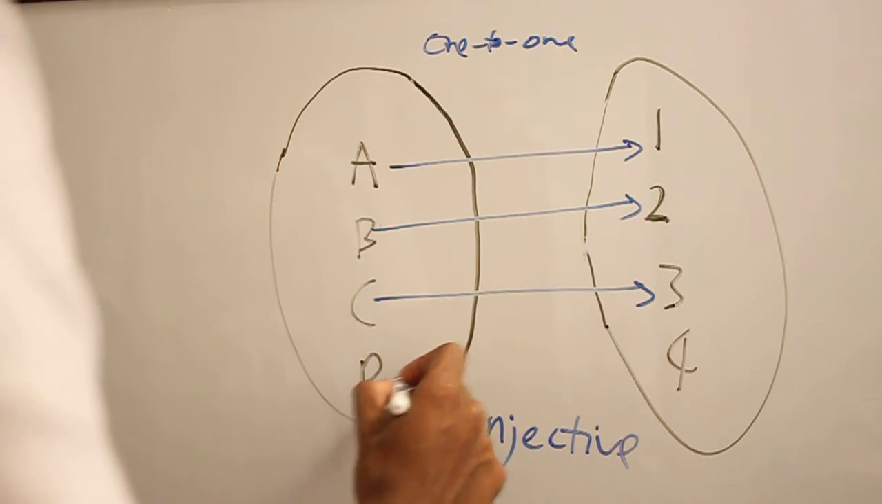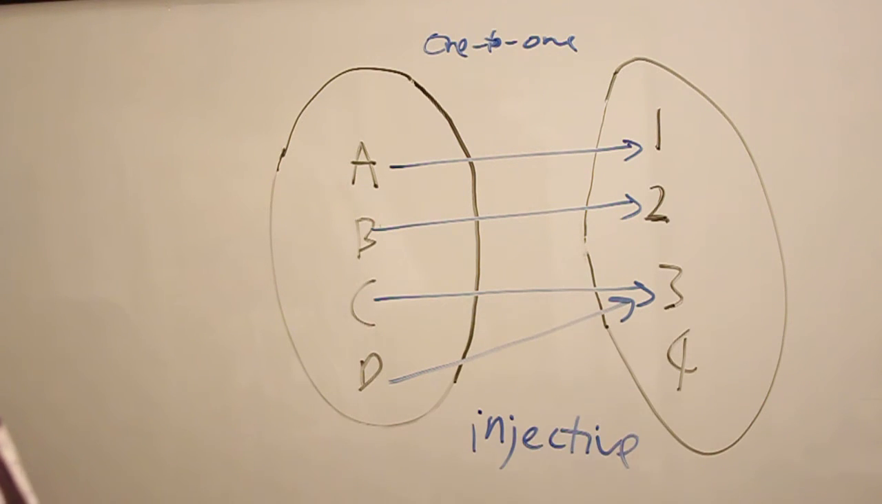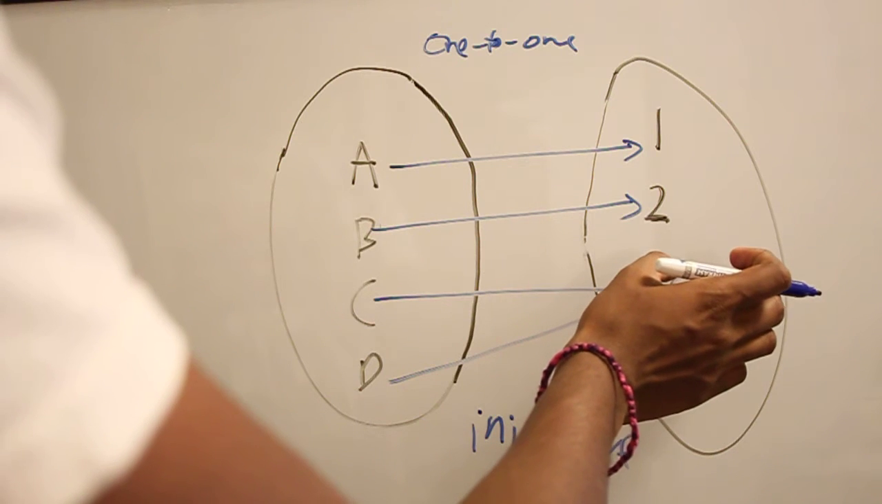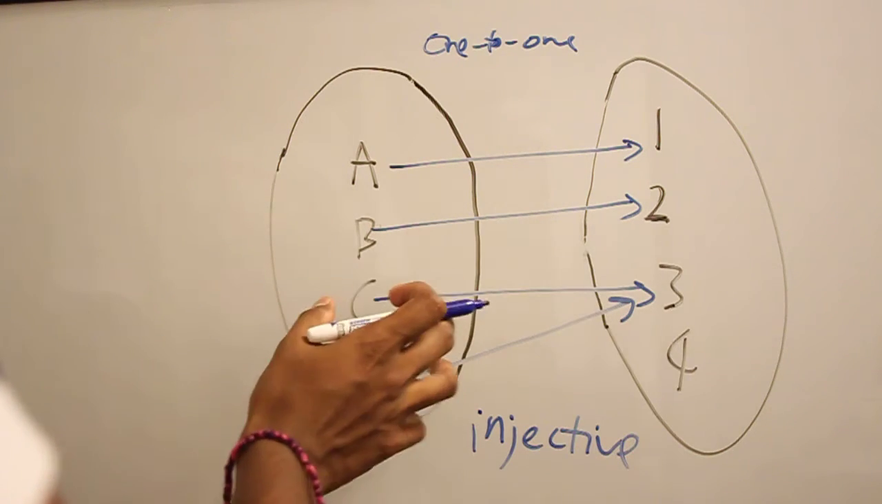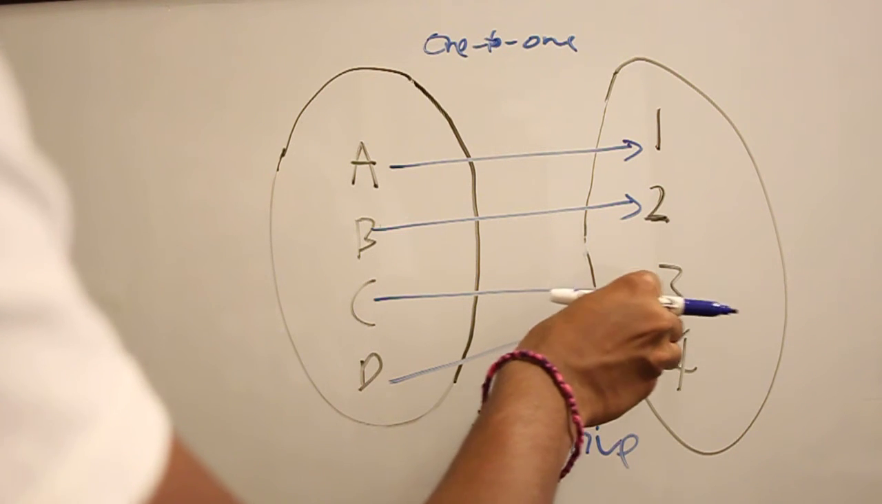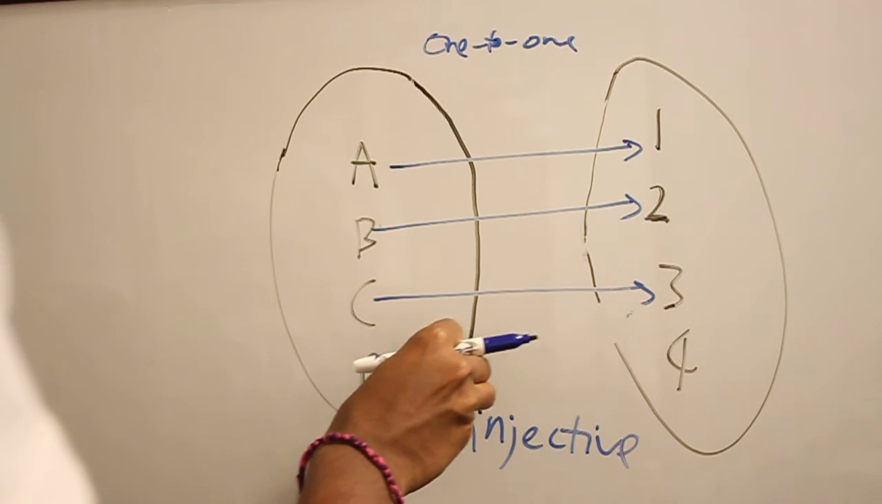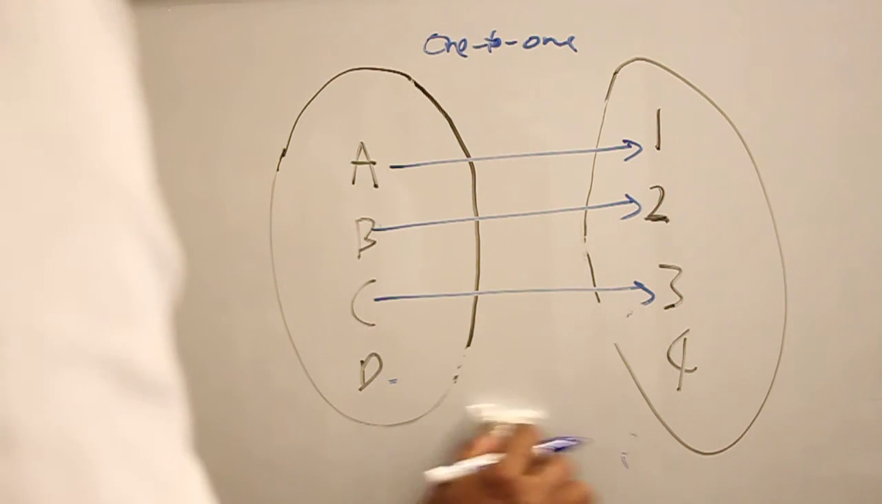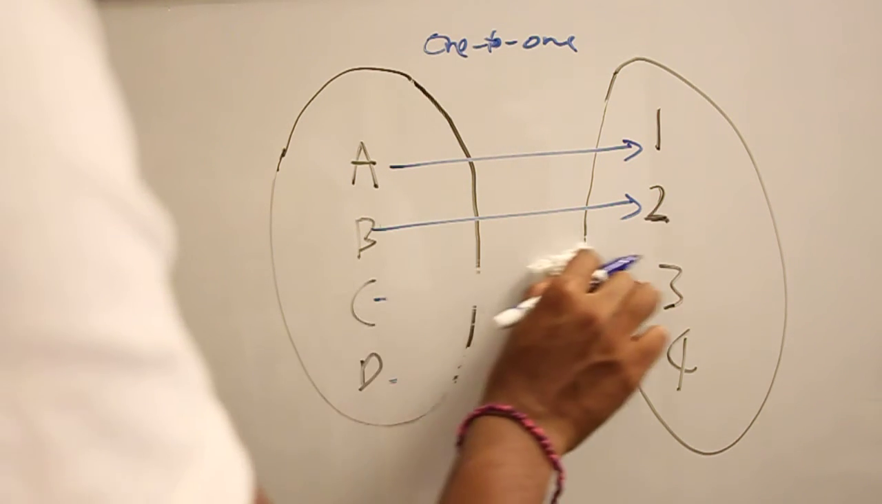Now let's say D also mapped to 3. In that case, this wouldn't be injective anymore, because the element 3 in the codomain is being mapped to by two different elements in this set. So in this case, it would not be injective. But if you didn't have this mapping from D to 3, this would be an example of an injective function.